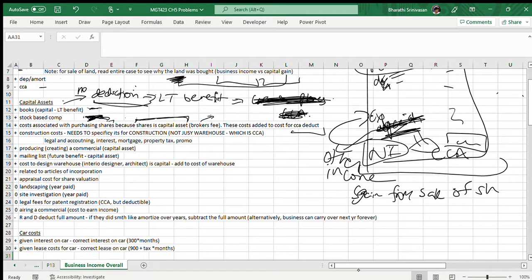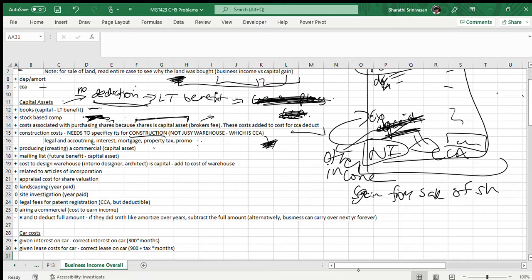Another thing to add back is certain construction costs. The question might say something like, these are some legal costs associated with the warehouse. That's not specifically construction, so that wouldn't fall under this category. For it to be added back as a construction cost, the question has to specifically say it is for construction purposes. So for construction purposes, any legal and accounting costs, interest costs, mortgage, property tax, promotion costs, those things you have to add back.